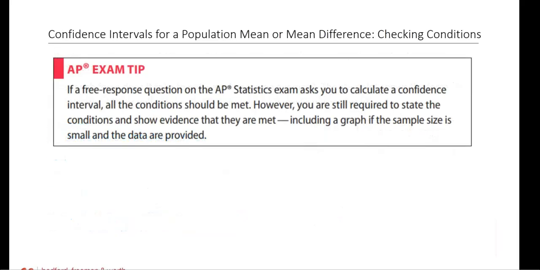When the AP Stats exam asks you to calculate a confidence interval, all the conditions should be met. However, you're still required to state the conditions and show evidence they are met, including a graph if the sample size is small and the data is not provided. So if n is less than 30, you should show the graph. That's what you need to do.